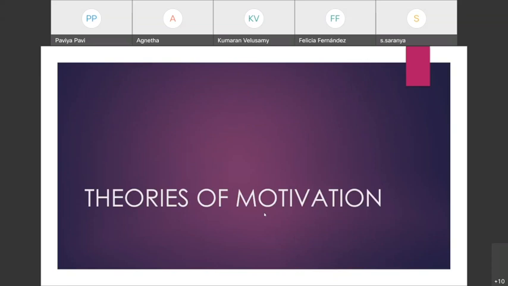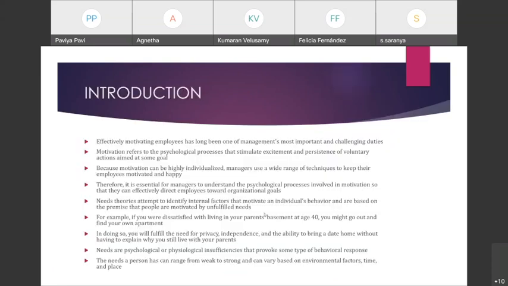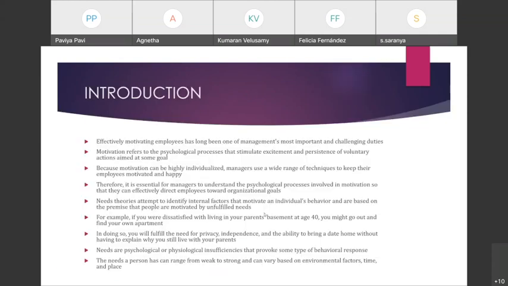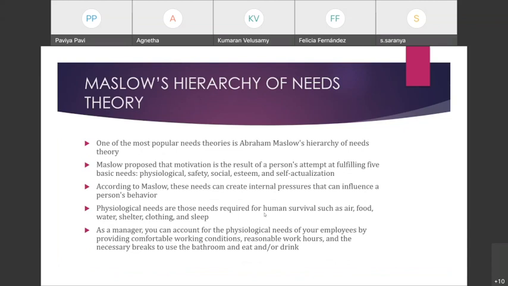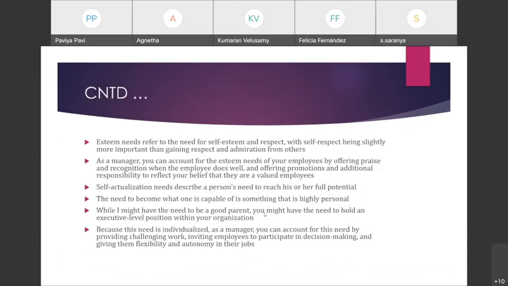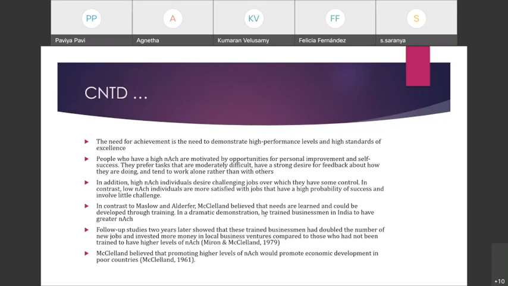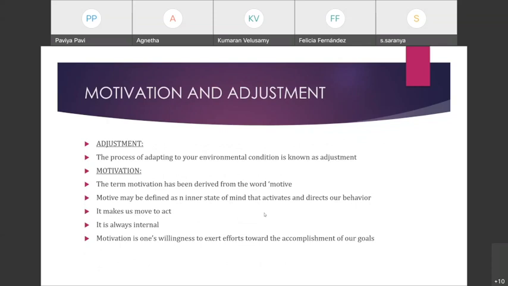Coming to the next topic, which is going to be your theories of motivation. There are many theories of motivation, but we are going to be focusing on only a few. We will be focusing on Maslow's hierarchy of needs, which I told you about. We will also be working on Murray and McClelland's theory of motivation as well. These are the two most important theories we are going to be concentrating on.